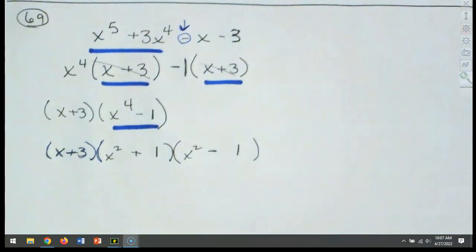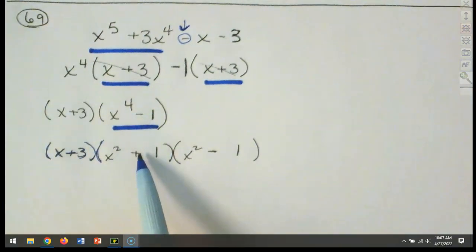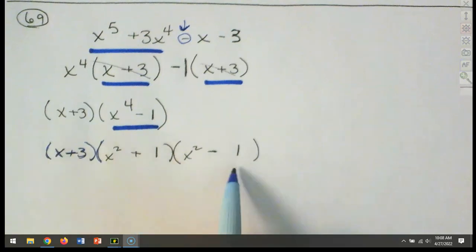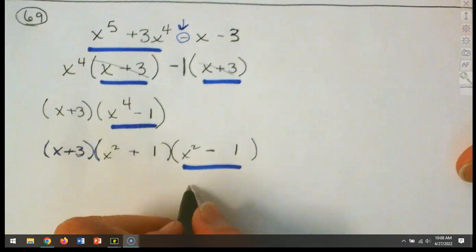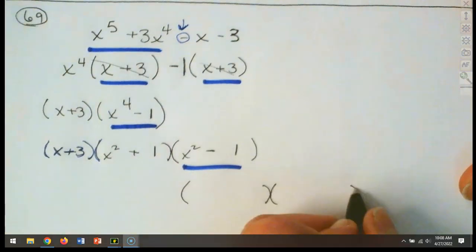We're still not completely done yet. We've got one more step. This is done. This one has a plus. We can't factor a sum of squares, right? But that one will go again because that is a difference of squares. So what's our final finished answer going to look like? Let's write it all out.